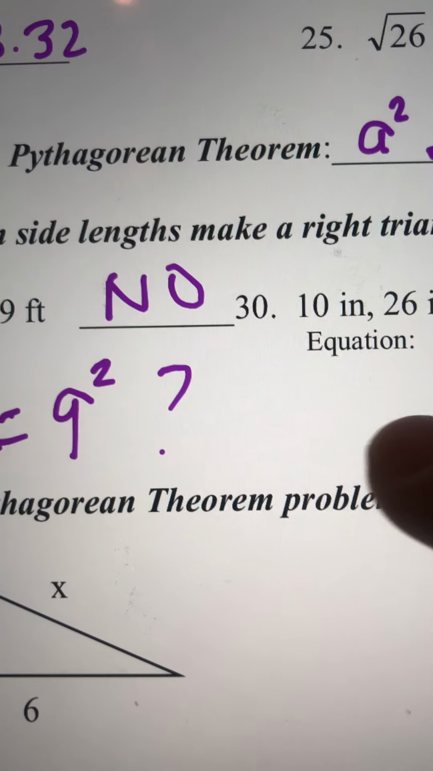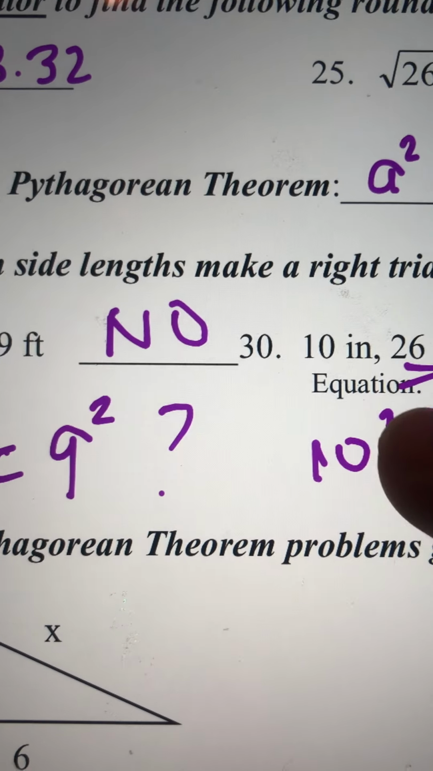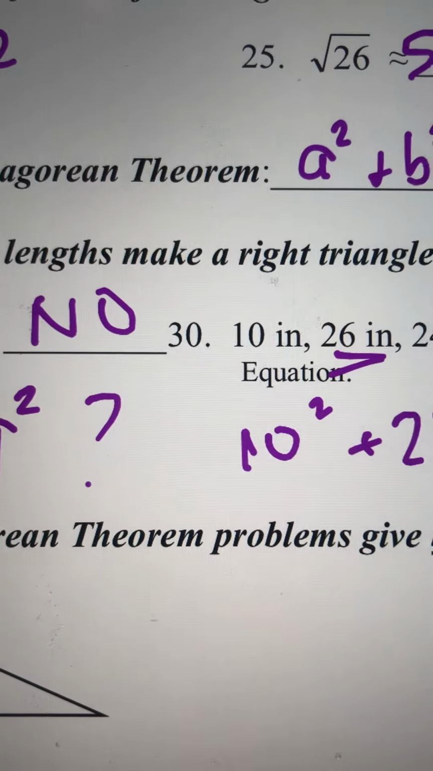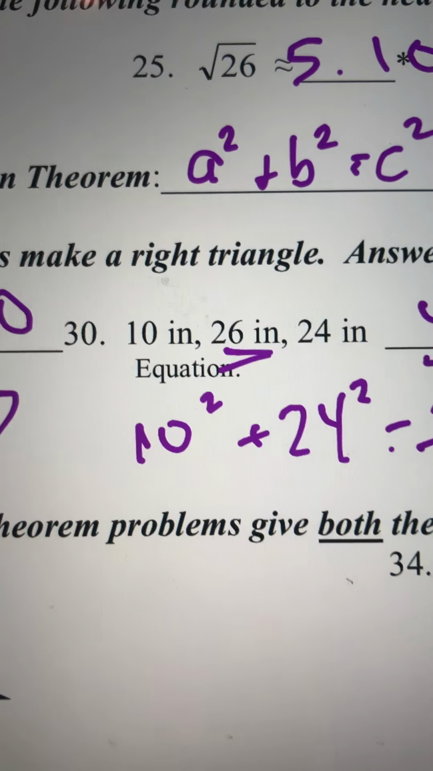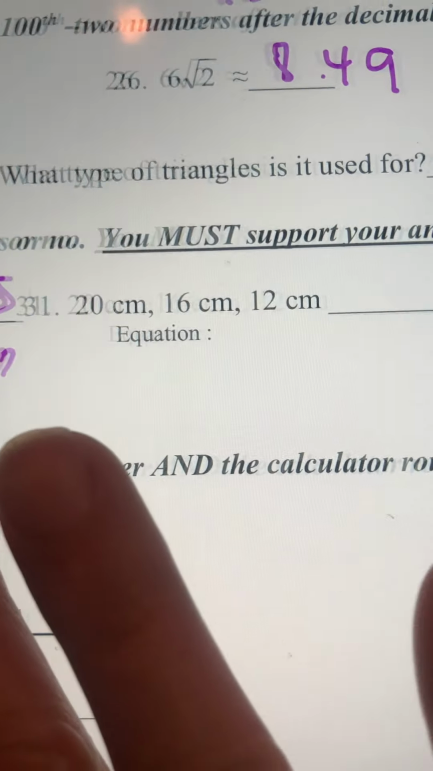Here, they're a little bit out of order, so I got to make sure I write the C last. Does 10 squared plus 24 squared, does that equal 26 squared? And that one's actually a yes. You might recognize that as one of our Pythagorean triples we've seen.